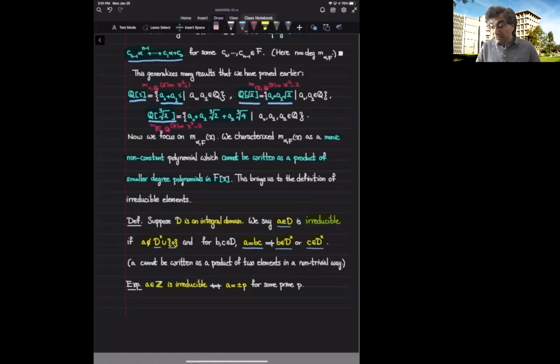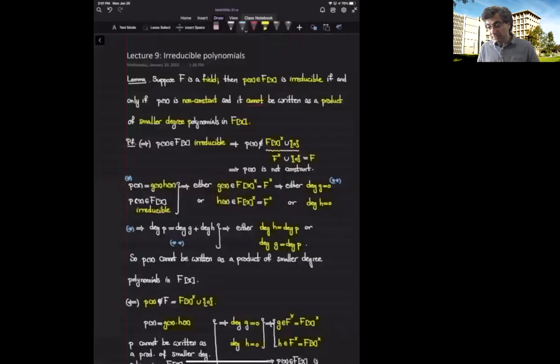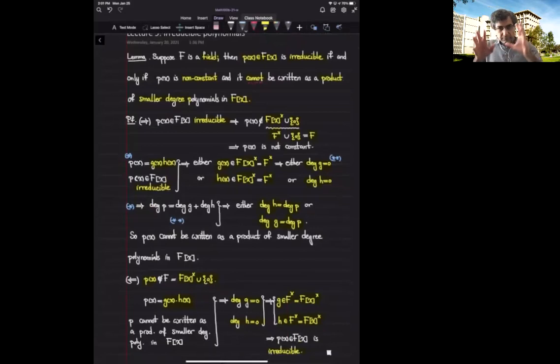How about the ring of polynomials with coefficients inside a field? What are the irreducible elements there? It is crucial that I focus on the ring of polynomials with coefficients inside a field. As you will see in the proof, this is crucial. In this case, we can show that a polynomial is irreducible precisely when it is not constant and it cannot be written as a product of smaller degree polynomials. Later, we will show examples where the polynomial is irreducible but it is, let's say, constant, and when the ring of coefficients is not a field. But for now, let's stick to the case where the ring of coefficients is a field.